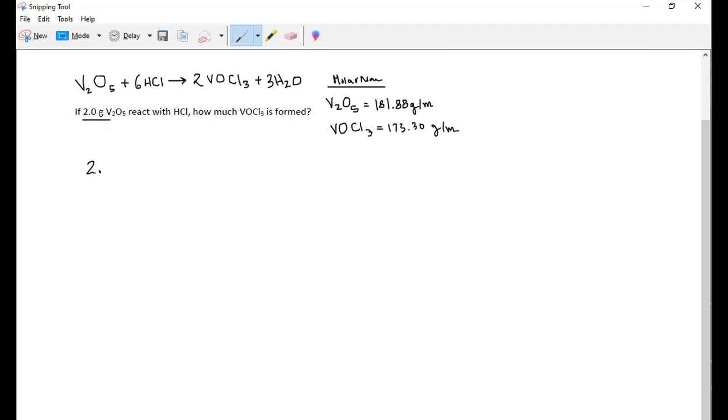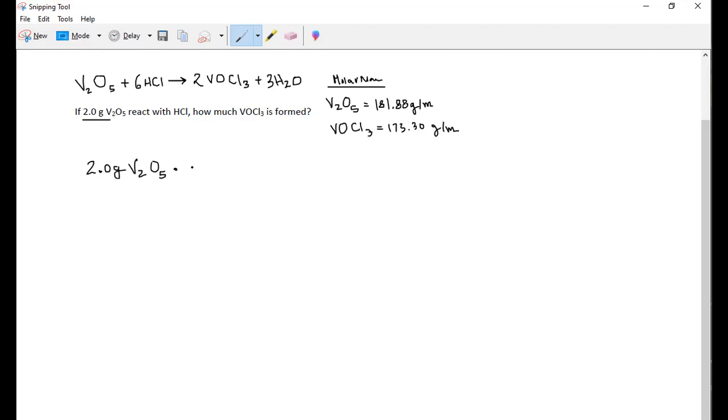So, 2.0 grams of V2O5, right? That's what we're starting with. And we know that we're going to have to extend our chain of conversion factors and work our way through intermediate conversion factors to eventually get to something we know answers our question.